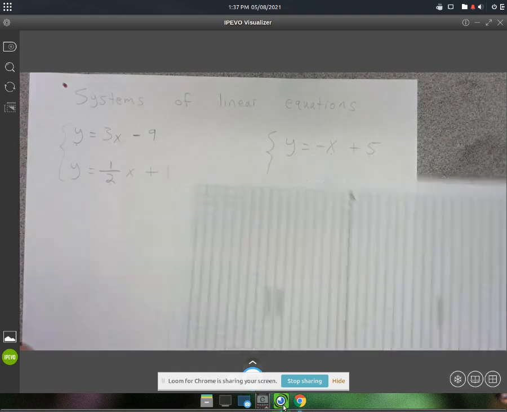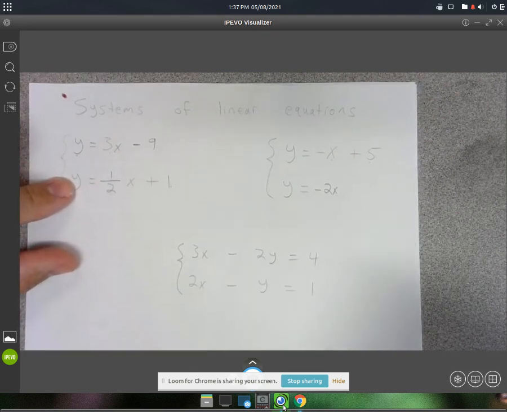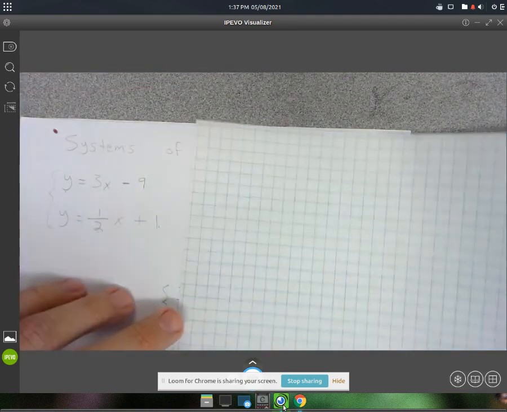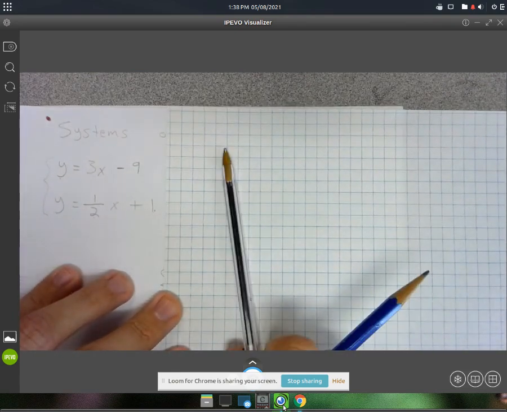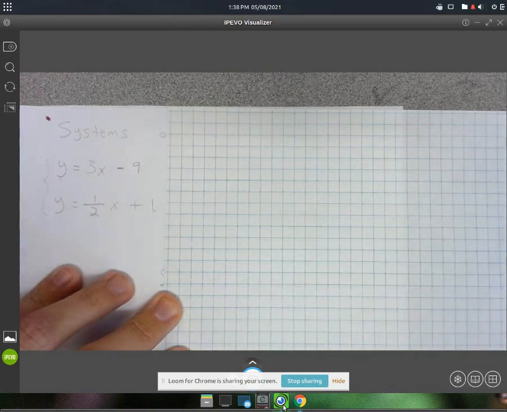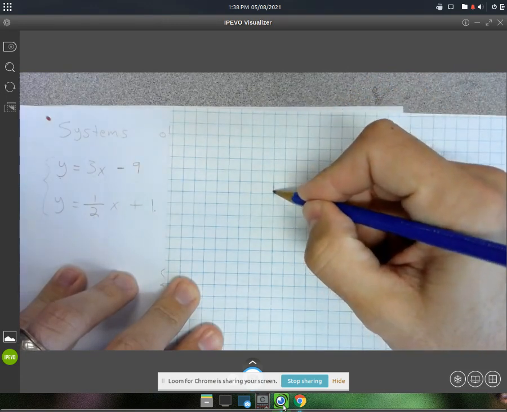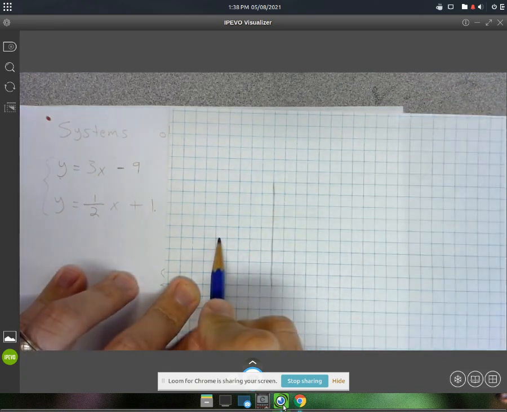I'll assume you don't have nice graph paper like that at home, but if you do, it sure does make your life a lot easier. What we're going to do is graph these two lines on the same coordinate grid and look for where they intersect. It helps if you have two different colors as well, one for one line and another color for the other line. I'm going to start off by drawing an x-y coordinate grid somewhere on the graph. It doesn't really matter where.